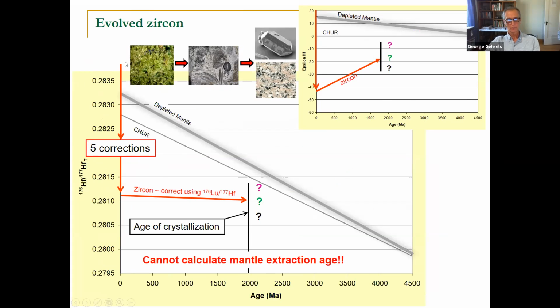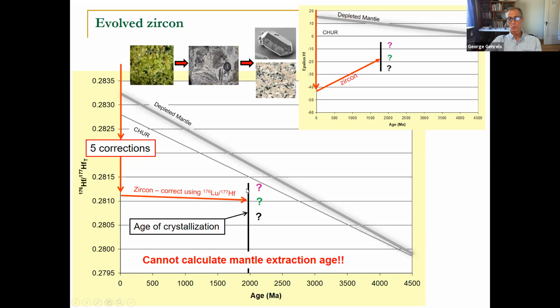And so here's what you're going to do. You're going to measure the value, 5 corrections, you get to the present value, you back correct for lutetium decay, and you end up right there. And the question is, how did you get there? Maybe it was one stage melting and then you just project back until you hit DM. You're kind of making it up though, because you're before the crystallization age. This is all happening before that zircon formed. So you're just kind of making this up.